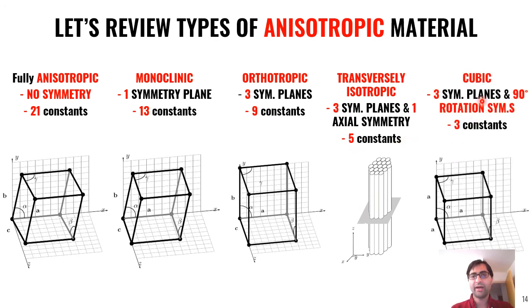And finally, we have cubic material with symmetry planes and 90-degree rotational symmetry or axis interchangeability. It reduces C to only 3 constants. And you see now all of the angles are right angles. All of the planes are aligned with the symmetry planes, and all of the lengths of the stiffness cube are equal.